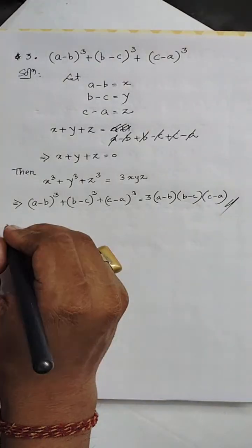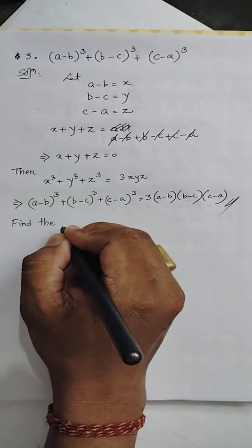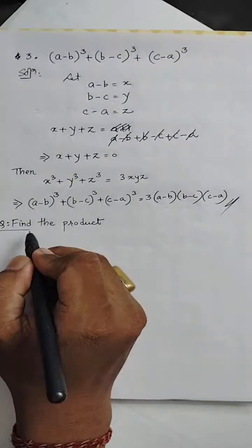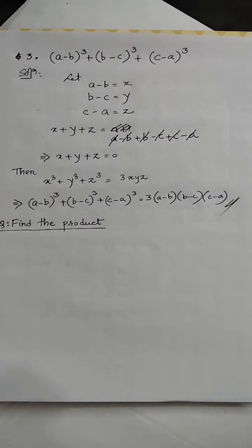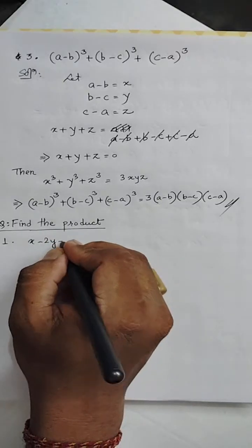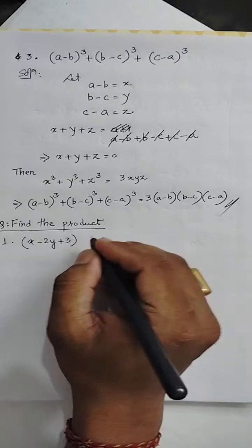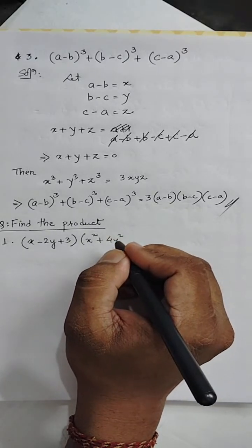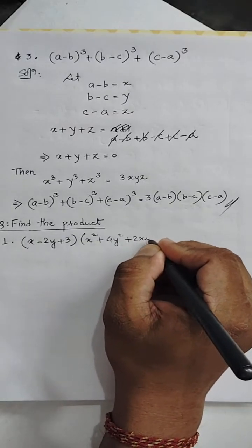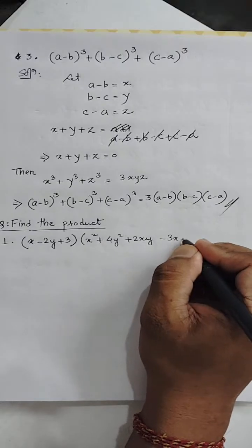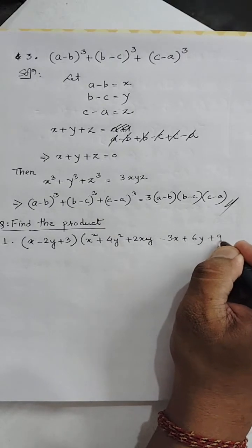Okay, so let's try another question. Find the product: x minus 2y plus 3 times x square plus 4y square plus 2xy minus 3x plus 6y plus 9.